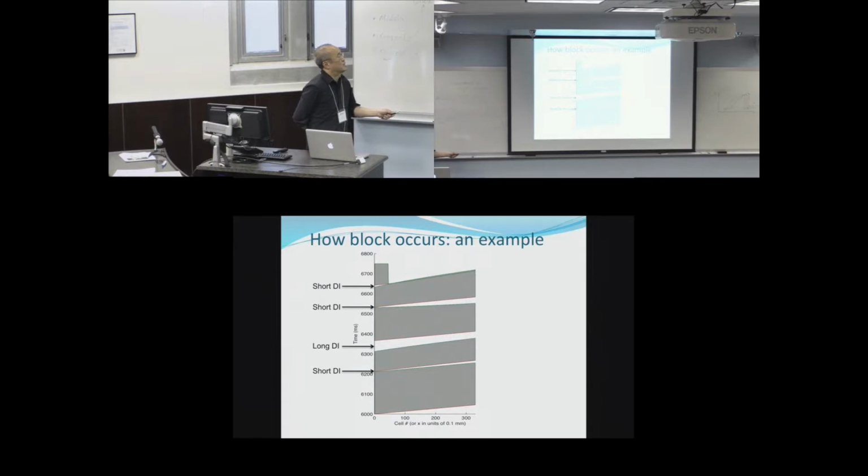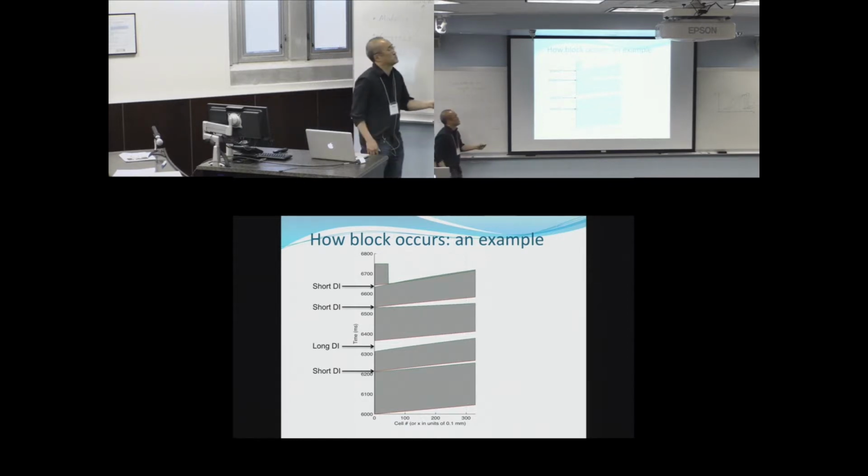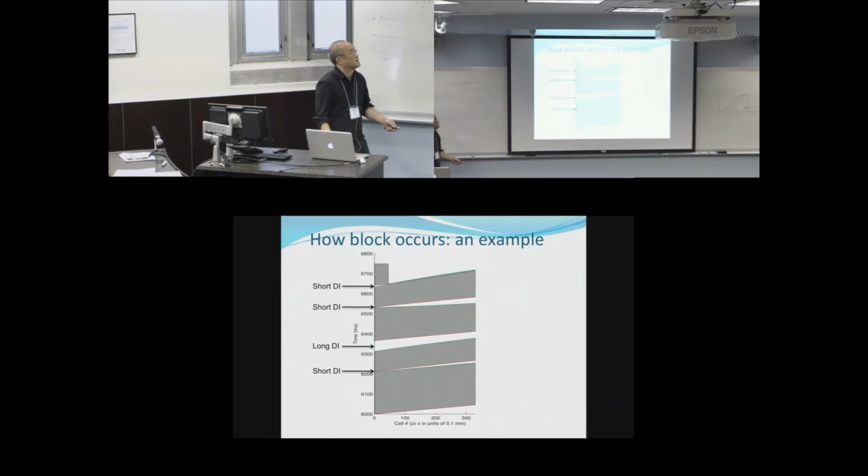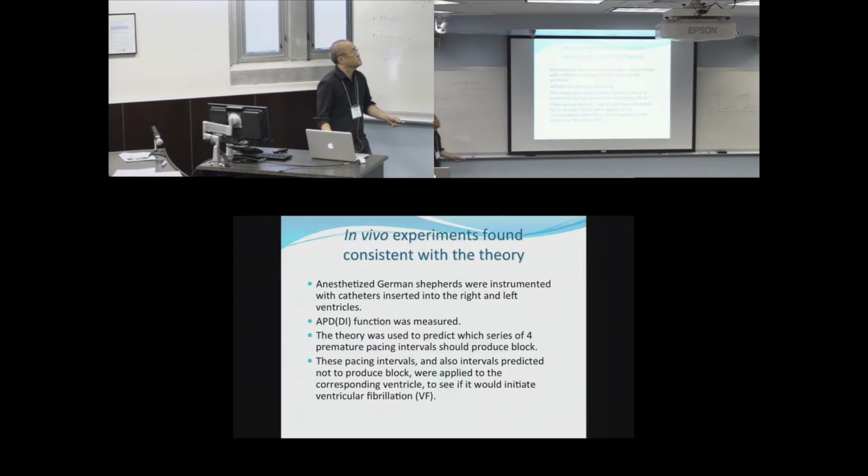So the most common pattern that produces this kind of situation is short, long, short, short in terms of the diastolic intervals. So this is the pattern that we expect to produce a wave block and then subsequent fibrillation.